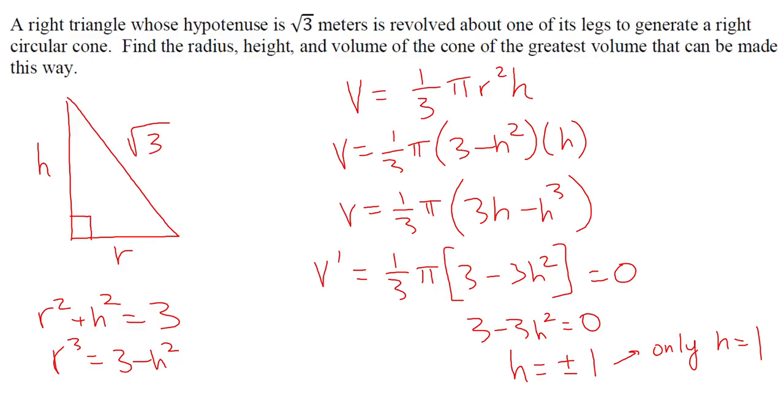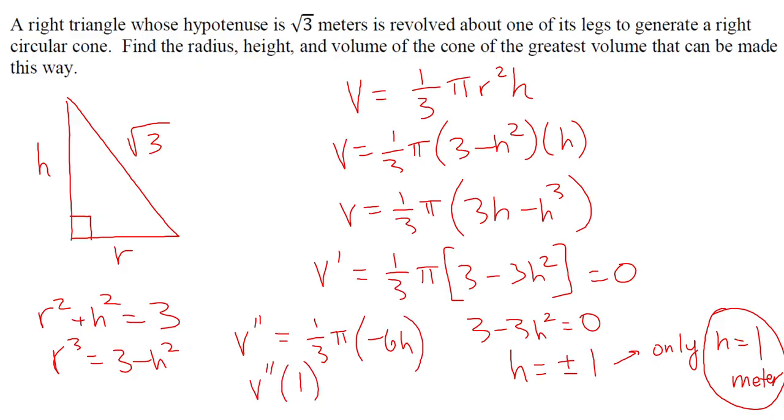We do want to prove that this is a maximum when the height is 1 meter. This is 1 meter, so we'll indicate those units here. We can do that with a second derivative test. That'd probably be easier here than making a sign chart this time. So our second derivative, V double prime, is still a 1/3 pi times the derivative of 3, which is 0, and the derivative of negative 3h squared, which is negative 6h. And if I evaluate that at 1, we clearly get a negative number, which means it's concave down, which tells us the function looks like this, which means it's a maximum. So we do have a max when h is 1.